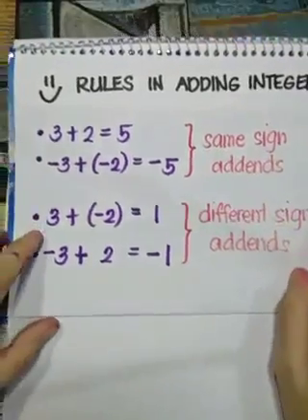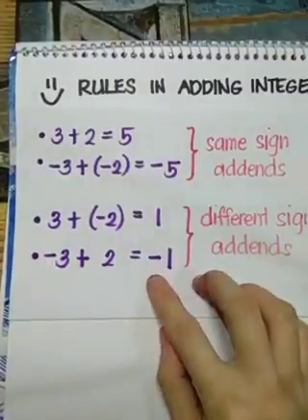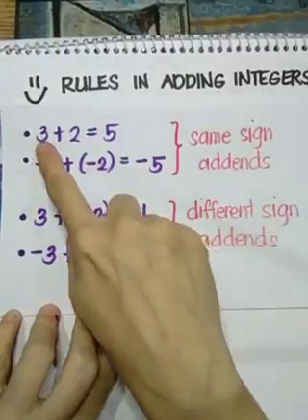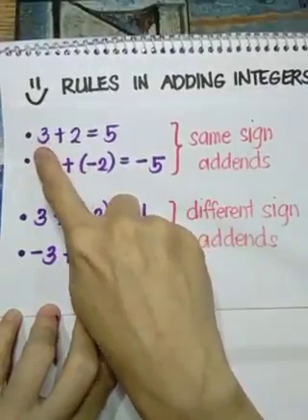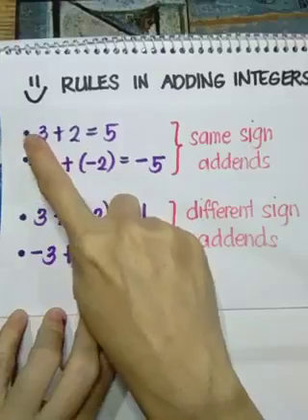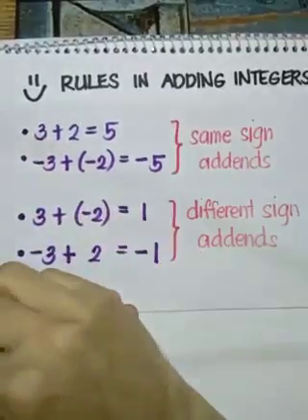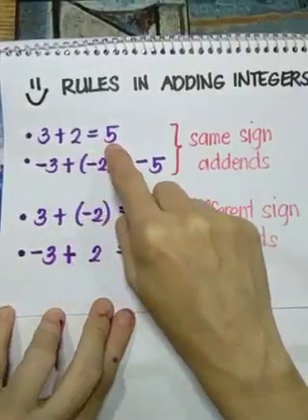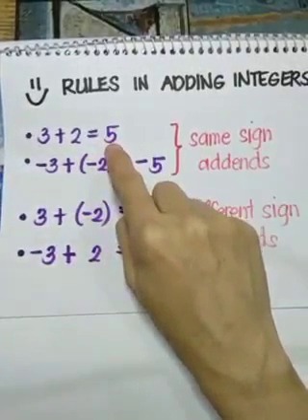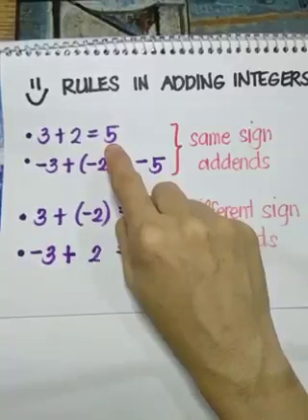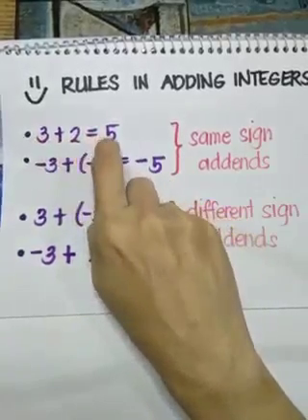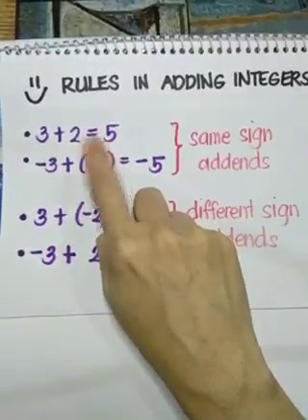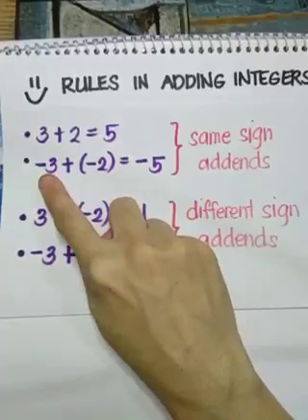So these are addends with the same sign. What have you noticed? In adding integers that have the same sign, just add the absolute value of the addends. So 3 and 2, the answer is 5. And then copy the sign that's common to both of them. Since both are positive, our answer is positive. Okay? Now for the negative addends.